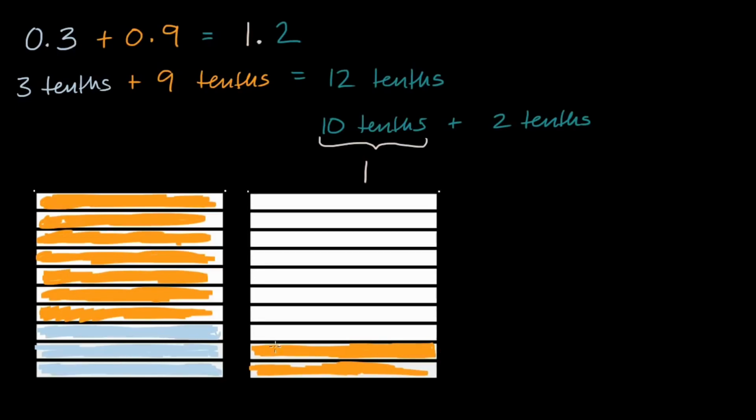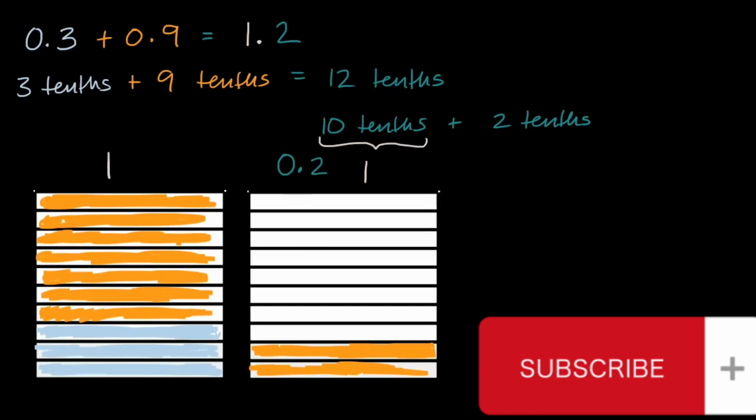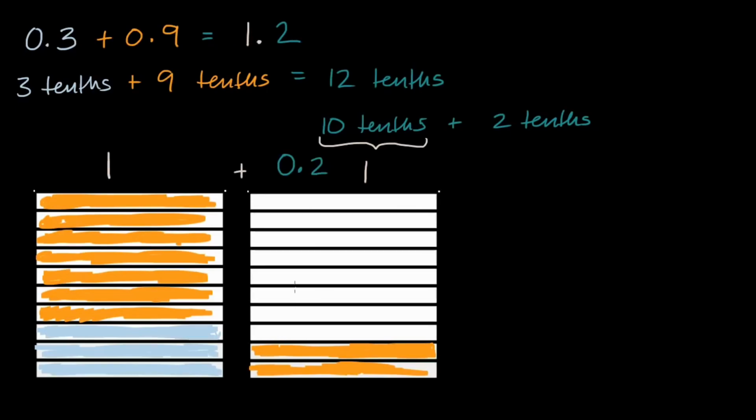And when you add them all together, what happens? Well, the 3/10 plus the 7/10 right over here, they made a whole. So this right over here is our 1. And then we also have another 2/10 left over. And so this is our 0.2 or 2/10. So it's going to be 1 plus 2/10, which is 1.2.